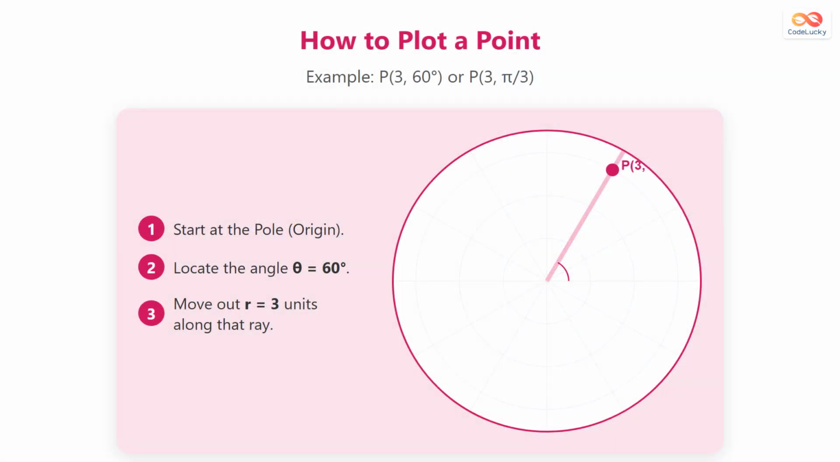Let's put it together and plot the point (3, 60 degrees). First, start at the pole. Second, identify the direction by rotating 60 degrees counterclockwise. Finally, move 3 units outward along that specific ray. That is your point.